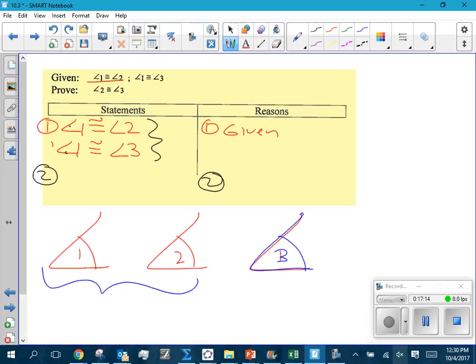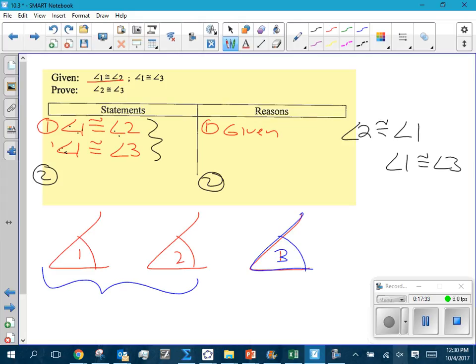Okay? So what I'm going to do is rewrite that one. I'm going to say angle 2 is congruent to angle 1. That's rewriting, scratch work on the side. Angle 2 is congruent to angle 1. It says the exact same thing, doesn't it? And I'm going to leave this one alone. I'm going to say angle 1 is congruent to angle 3.